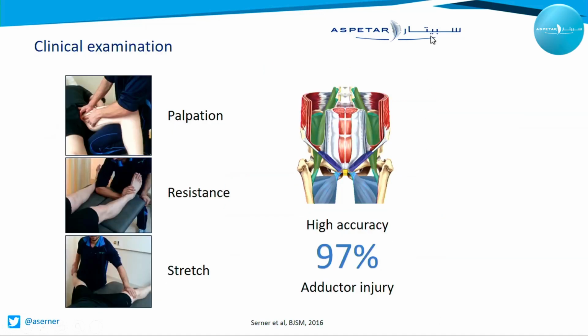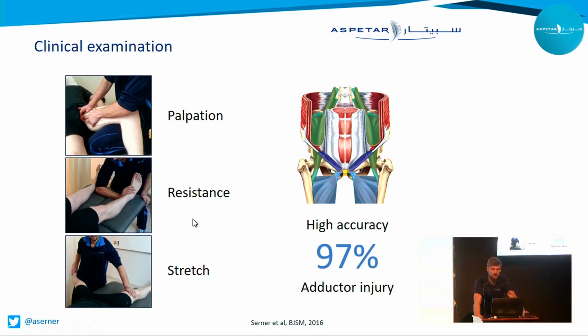So we want to go over to our clinical examination. We know from previous studies that we did here that in acute adductor injuries, it's a little bit easier to find the location of injury than for long-standing groin pain. If we just do our palpation, resistance, and stretch test, we have a really high accuracy in diagnosing an acute adductor injury correctly compared to an MRI.